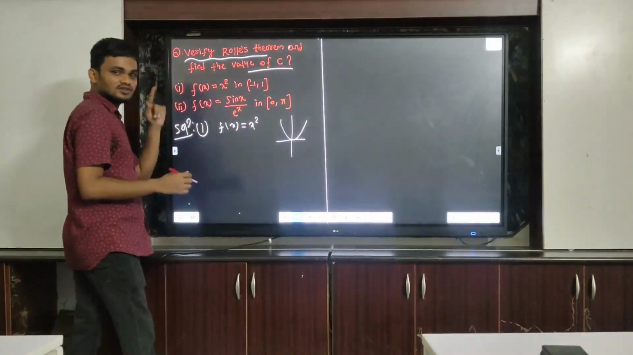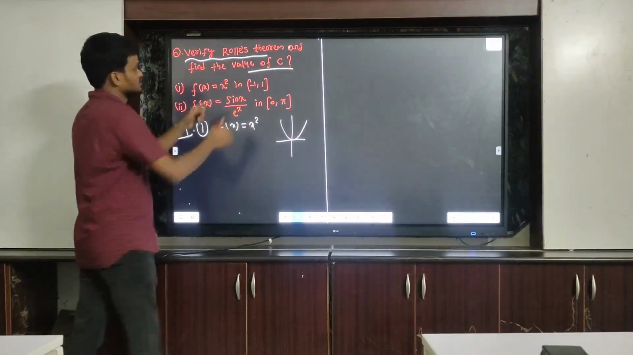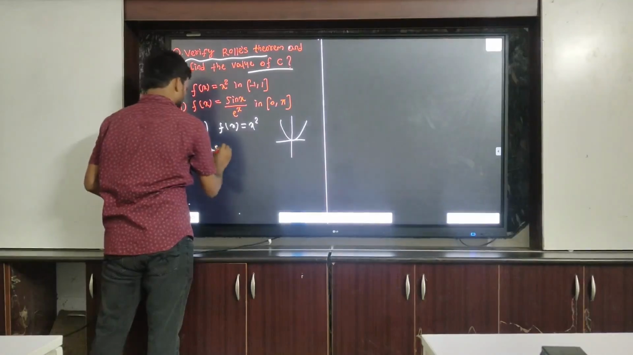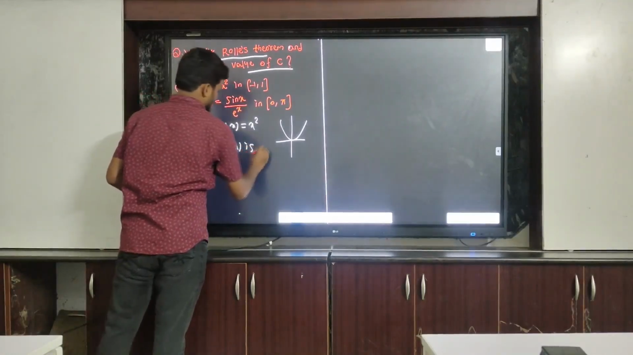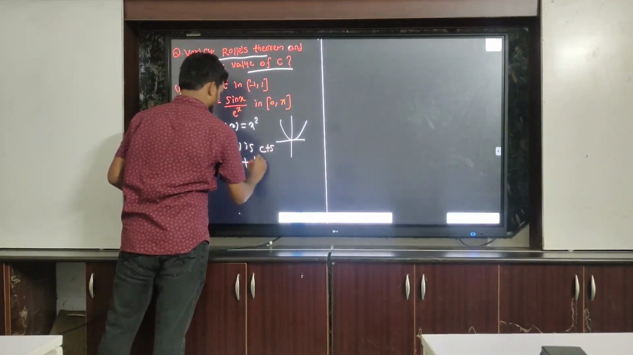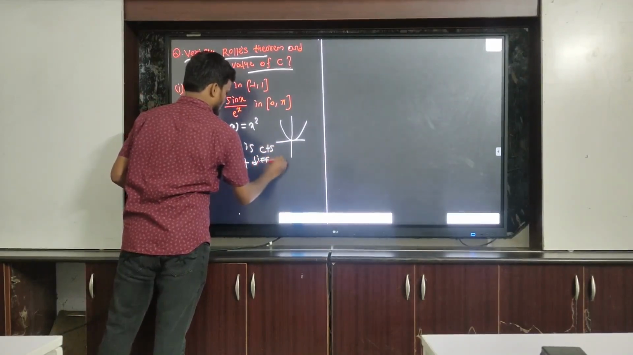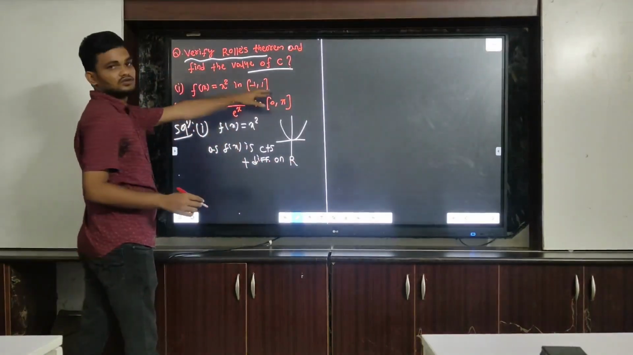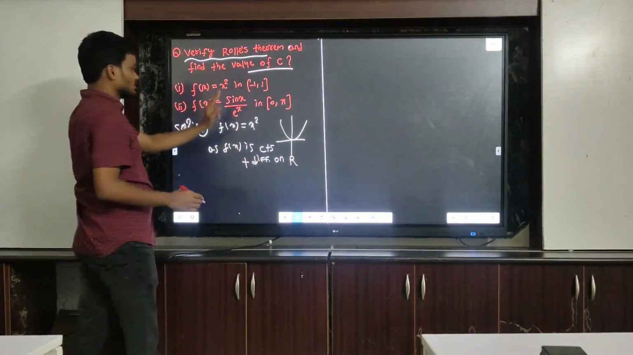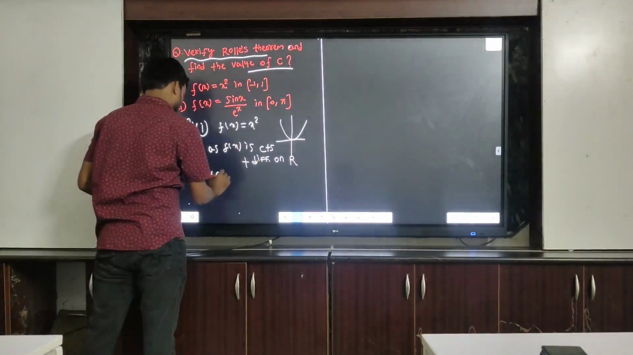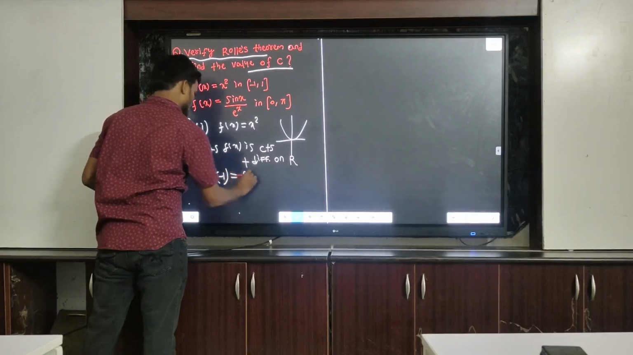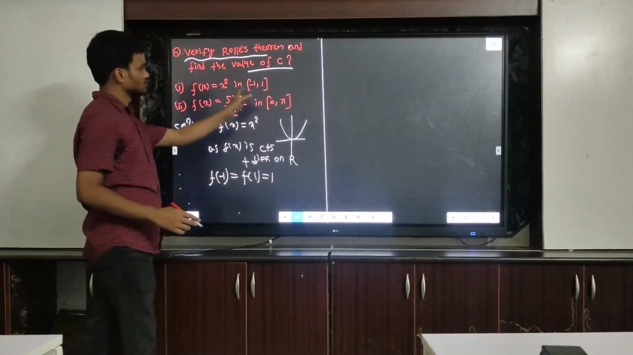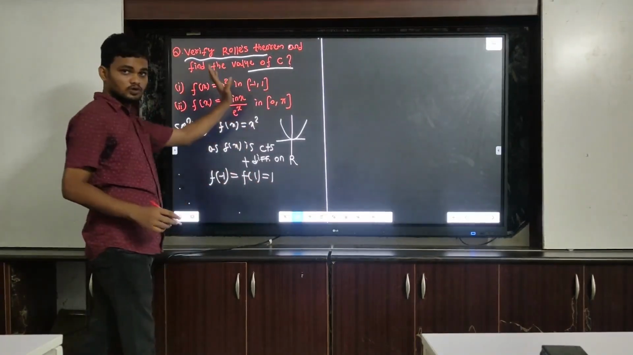This is continuous as well as differentiable on R. So it is continuous and differentiable on the closed interval minus 1 to plus 1, as f of x is continuous and differentiable on R. And if we find f of minus 1, it is equal to f of 1, which is equal to 1, right? So f of a is equal to f of b, and the function is continuous on the closed interval a b, and differentiable on the open interval a b.